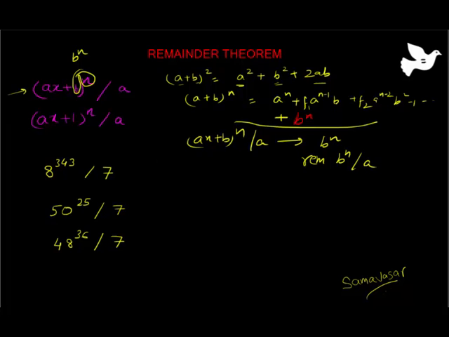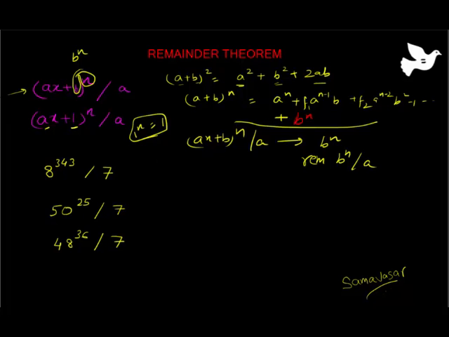Now as a special case, let me put b as 1. Again it will be the same thing. If I expand this, all the terms will have a in it except one term, which is this plus 1. So the remainder of this thing will be 1 raised to n, which is equal to 1.